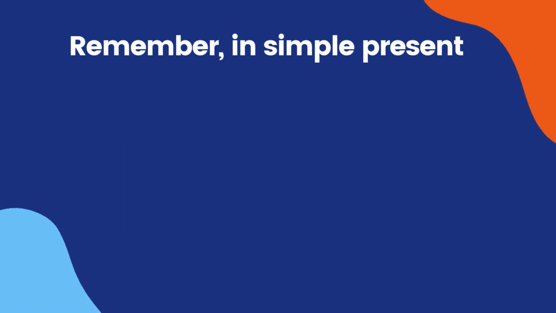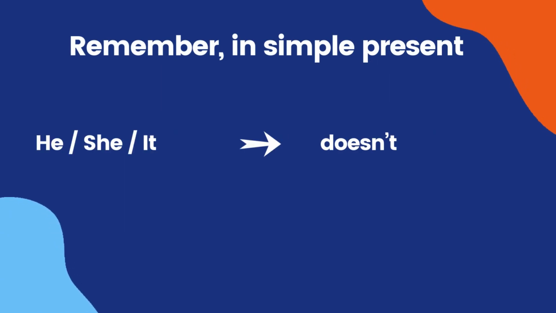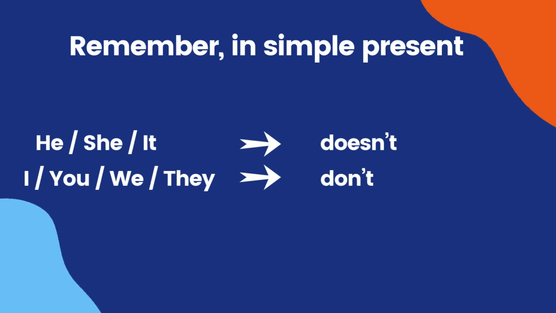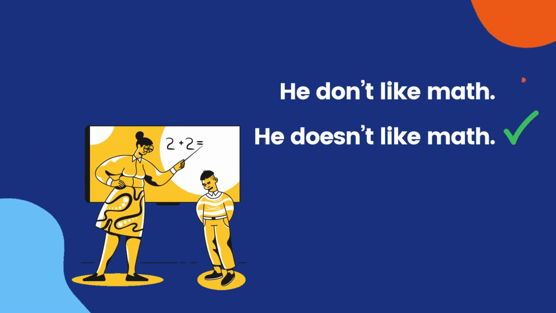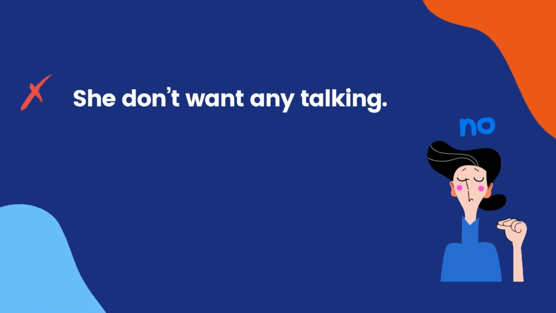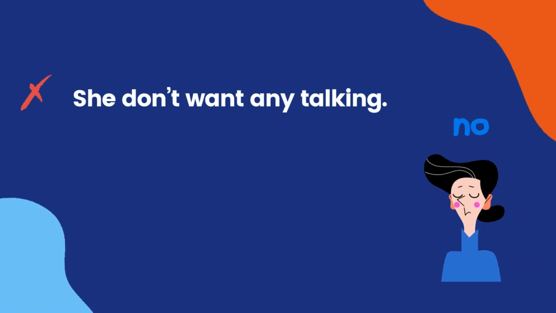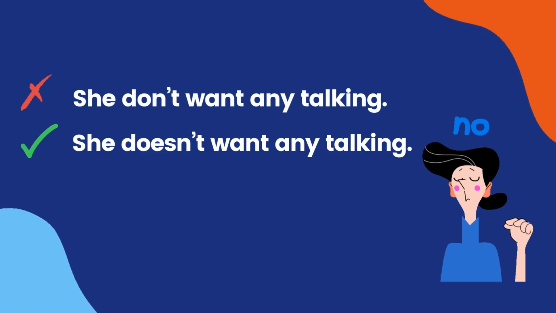In simple present, we use doesn't for he, she, and it. And we use don't for I, you, we, and they. Let's see how it works. He don't like math. He doesn't like math. She don't want any talking. She doesn't want any talking.